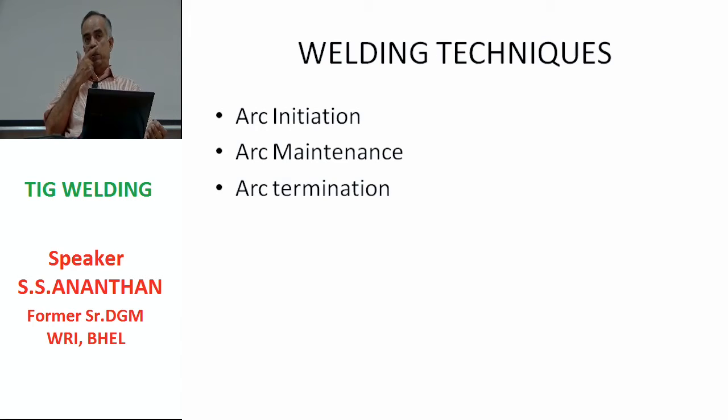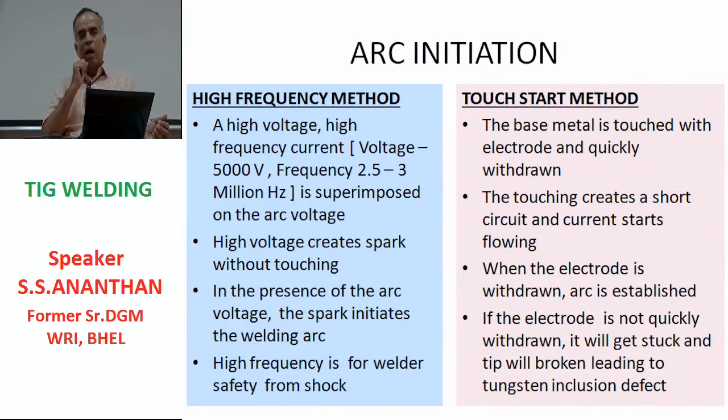Now if you really see the welding process as such, that is process of creating a weld, it consists of three parts. One is the arc initiation, arc maintenance, and then arc termination. Let's see one by one how the arc is initiated, how it is maintained, how it is terminated. Now arc is initiated by means of two methods. Two options are available. One is a high frequency start, the other one is a touch start.